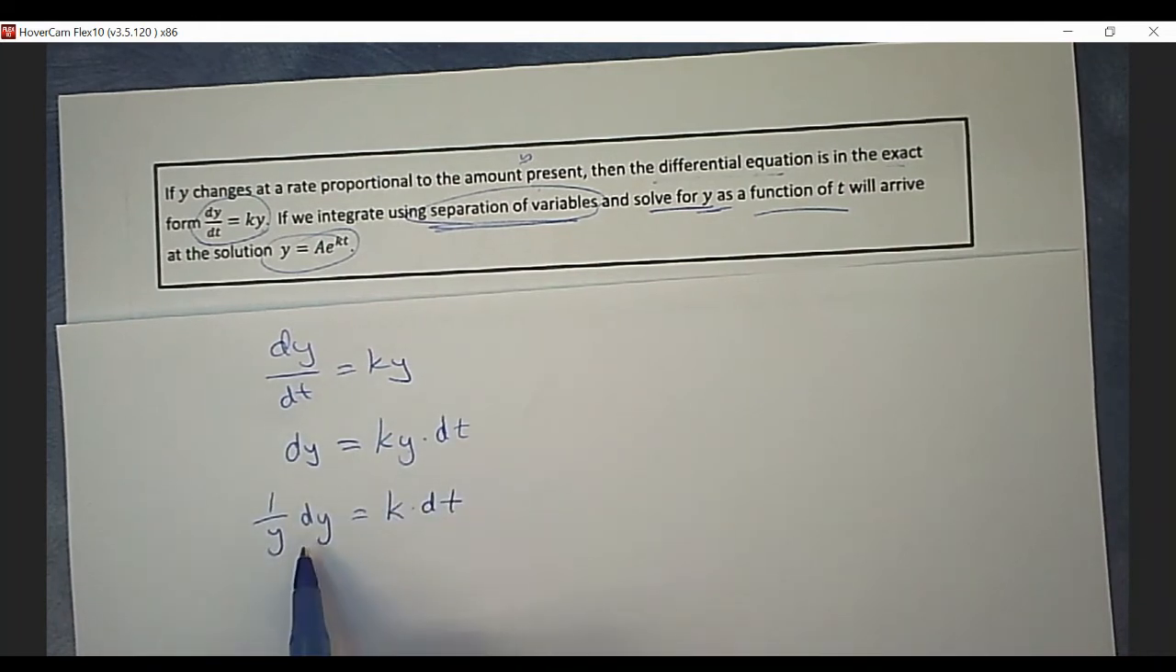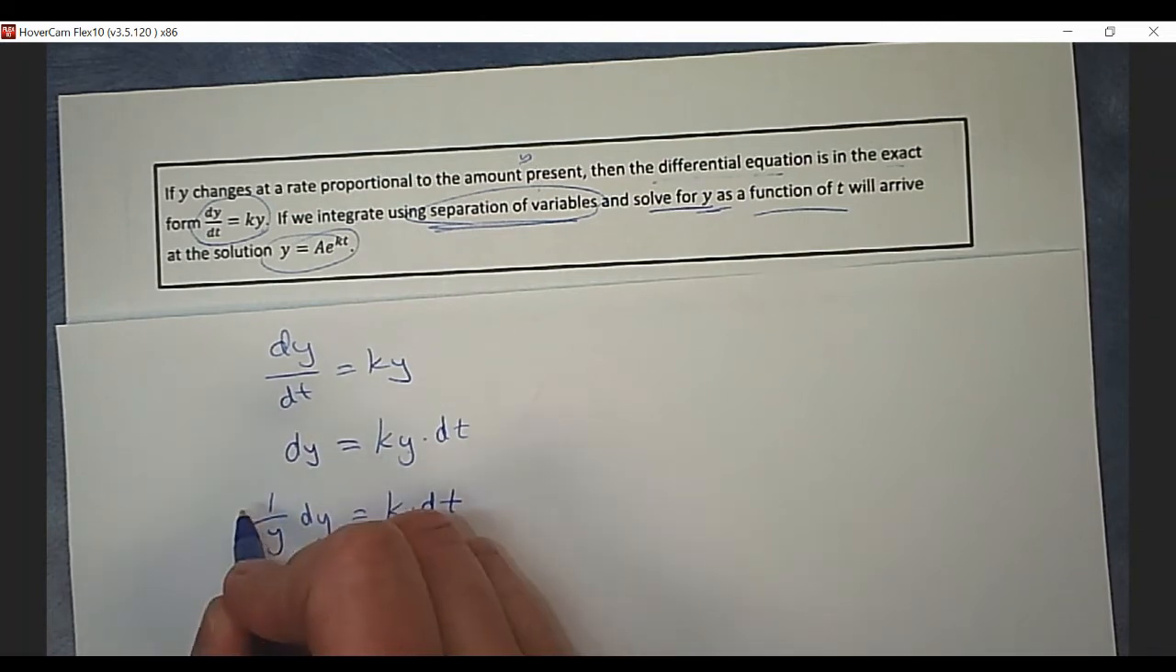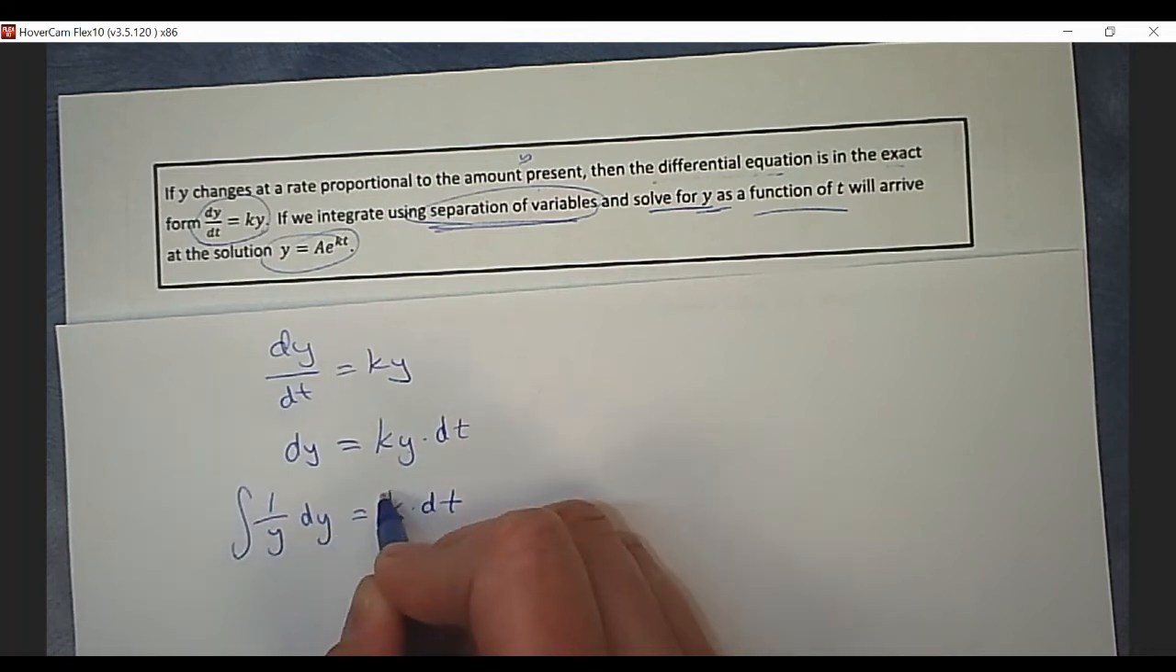And then what we're going to do is integrate both sides because the k here is a constant, so that's just a number, so we don't need to move that to the other side. We can leave it where it is. So what we're going to do is we're going to integrate both sides.